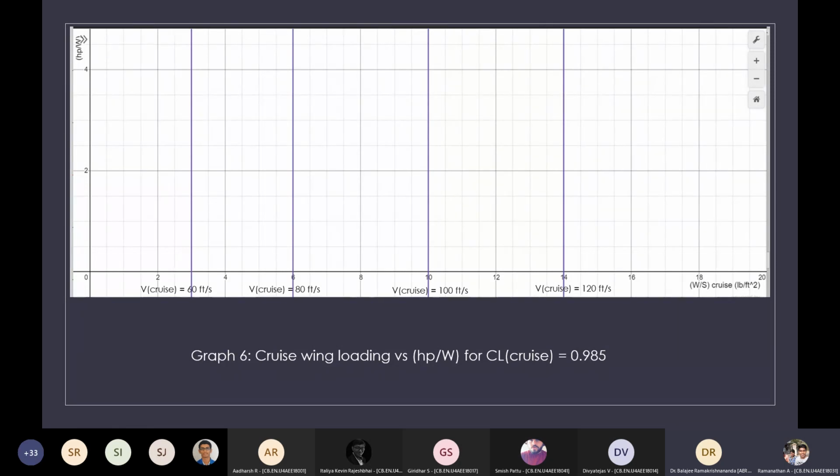If it is too high, how do you bring it down, sir? You have to bring down the wing loading because V cruise is 120 feet per second. You are getting 14 pound per feet square. Is it small or large or acceptable?